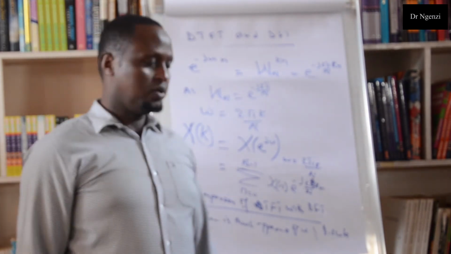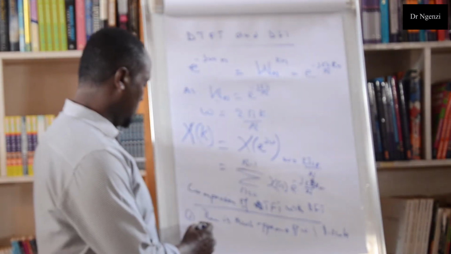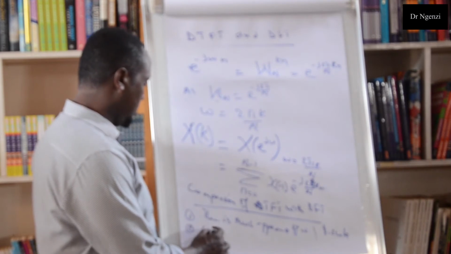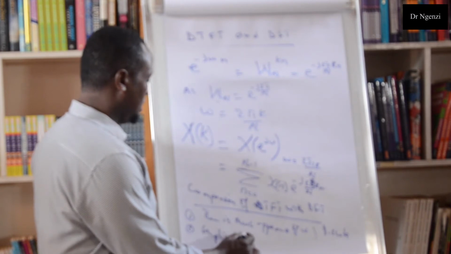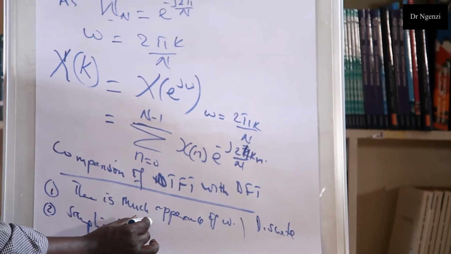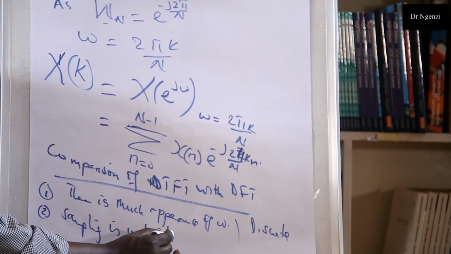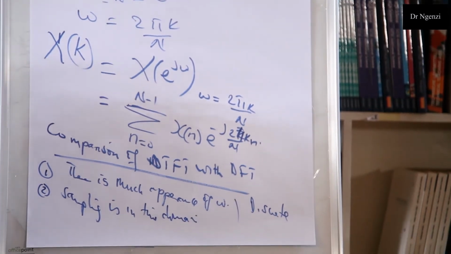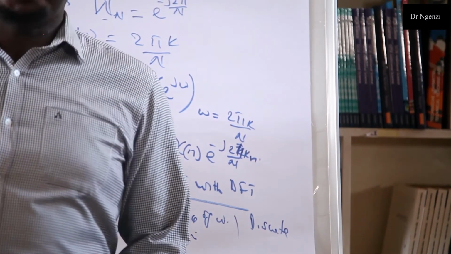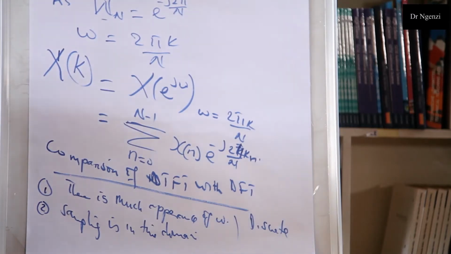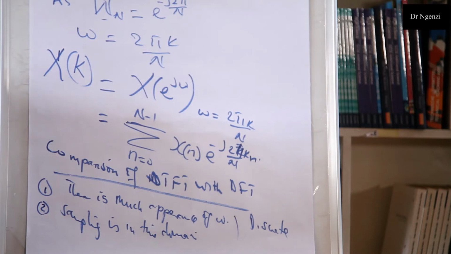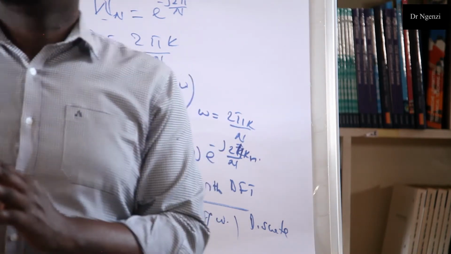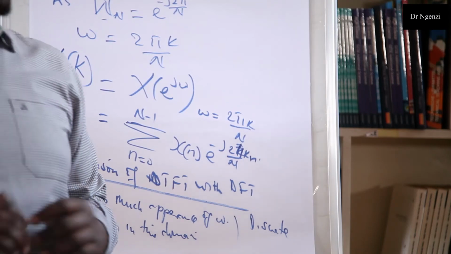Another difference is that in DTFT, sampling is in the time domain. On the other side, in DFT, the sampling can appear in both domains, time and frequency. So those are the comparisons.